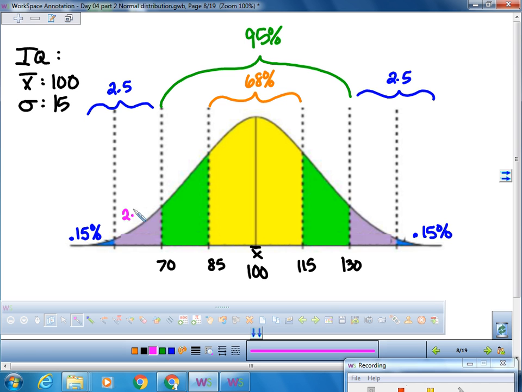So this is 2.35. How did you guys figure that out? Subtract. So if all of the tails together are 5%, you could do it two ways. You could break it up and just say, well, this is 2.5, and I take off 0.15, I get 2.35. Or you could take 5, subtract 0.3, and then divide by 2.